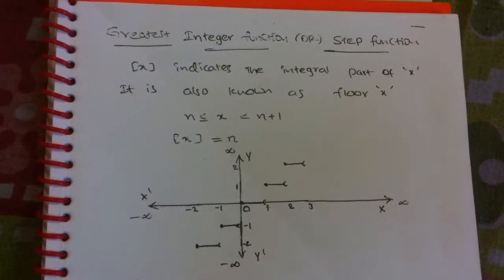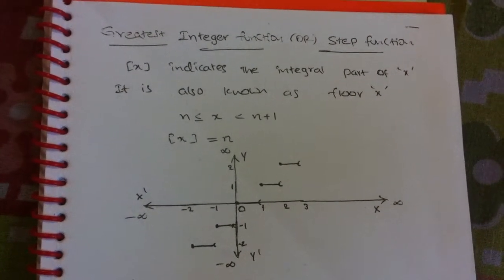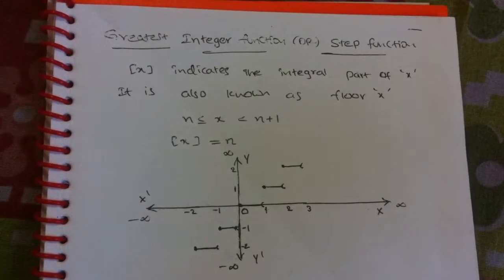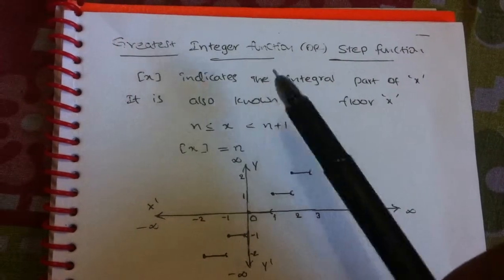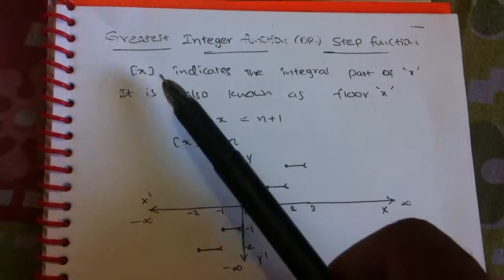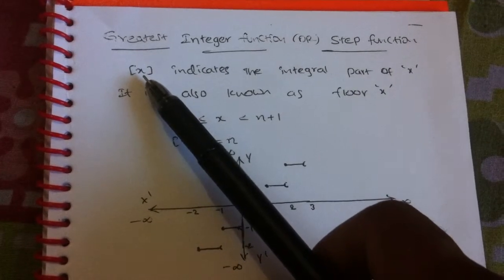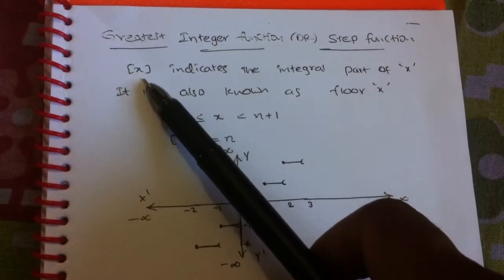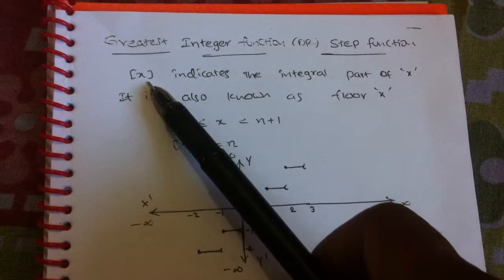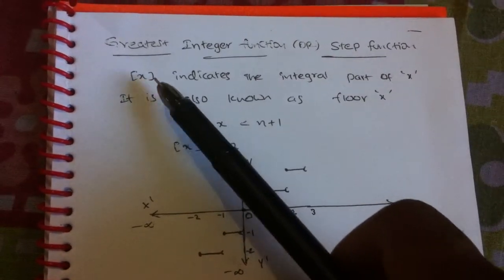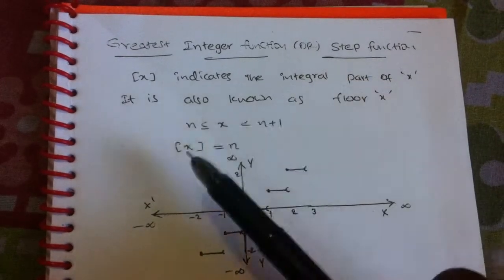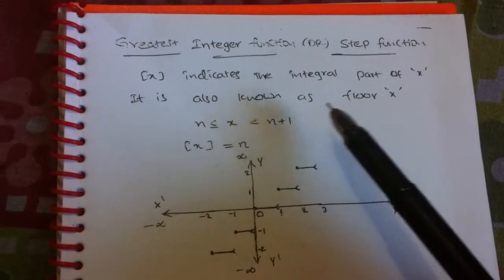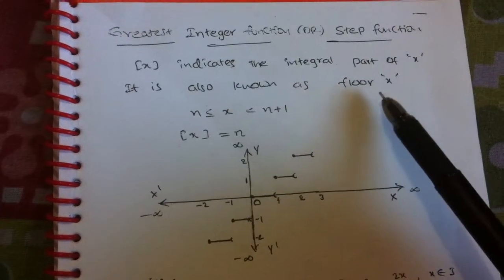Now in this session we are discussing the greatest integer function, or step function. Look here, greatest integer function and step function. Step x is always indicated like this. This is called step x. This indicates the integral part of x. It is also known as floor x.